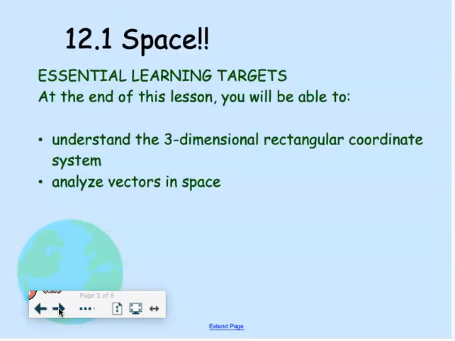All right. So today we are starting section 12.1, which I am entitling Space. And it's really to get you used to 3 dimensions, and we're going to learn about the 3-dimensional coordinate system.